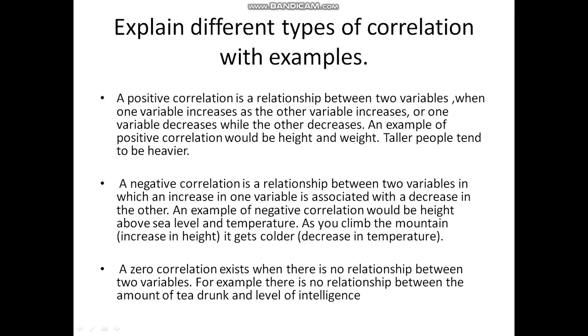And what is zero correlation? There is no relationship between the amount of tea drunk and the level of intelligence, which means the correlation exists between two different parameters that have no relationship in between, right? So that is known as a zero correlation.